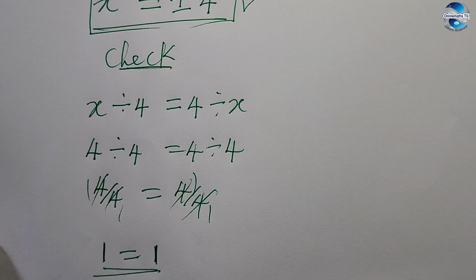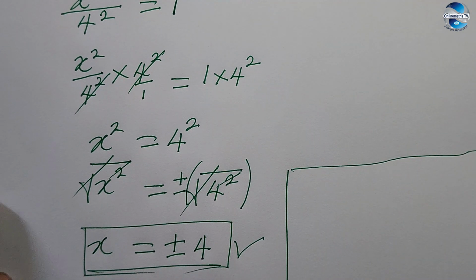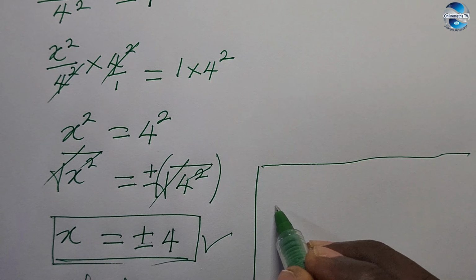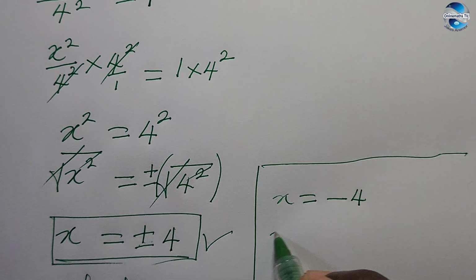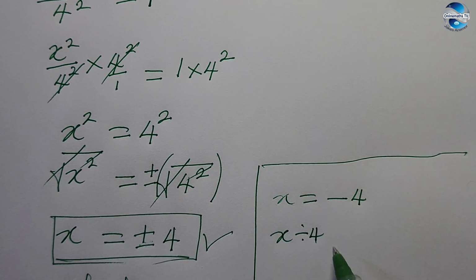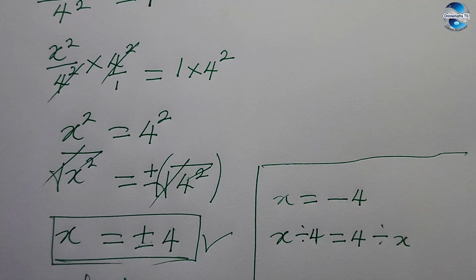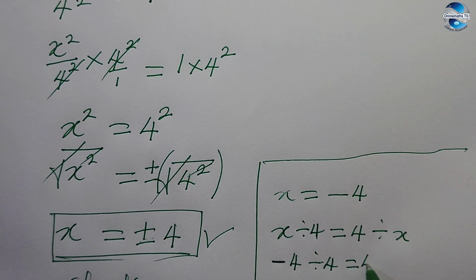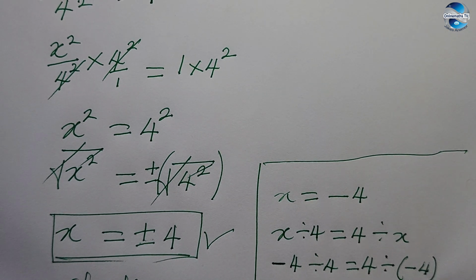So let's check for the second one. From here, we're going to consider the negative part of it now. So when we have x equal to minus 4, again we have our equation x divided by 4 equal to 4 divided by x, right? So here it's going to give us minus 4 divided by 4, which is equal to 4 divided by minus 4.